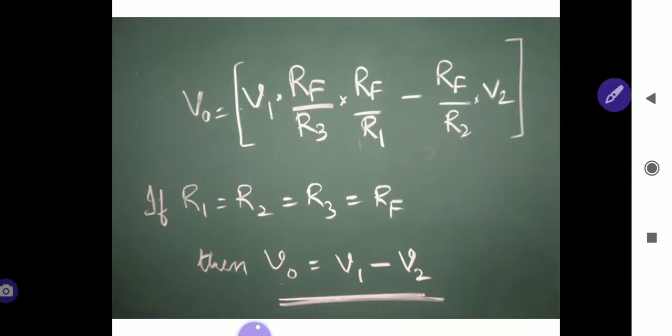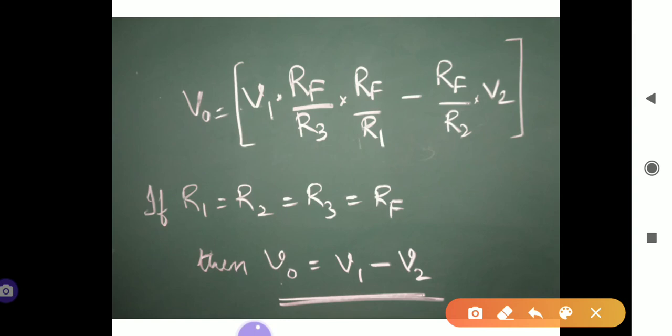Going to the next slide. Here I've multiplied it and this became positive and this continued to remain negative. So V1 into RF by R3 into RF by R1 minus RF by R2 into V2. If we assume that all the resistances are equal, then they would all get cancelled and you would be left with V0 equal to V1 minus V2. Very simple. So we've been able to subtract both the signals at the output. We've got an output which is the subtracted value of both the input voltages.